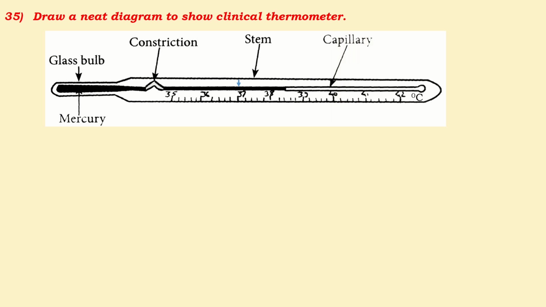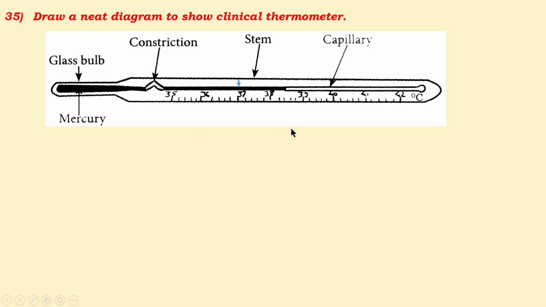We have to draw a different diagram than the general thermometer. Look at this diagram. The basic structure is the same. The glass bulb is connected to the stem, but there are three major points we have to take care of. In a clinical thermometer, there is a constriction. It means the capillary is curved like the English letter C. And another difference is the value of temperature.